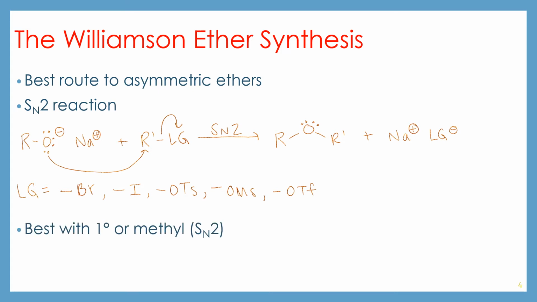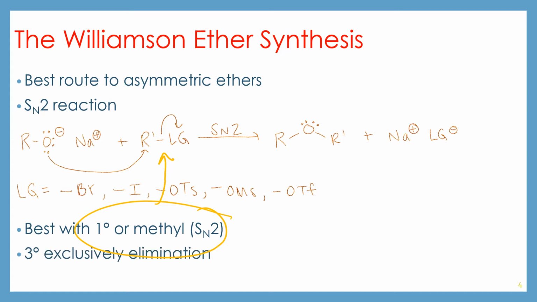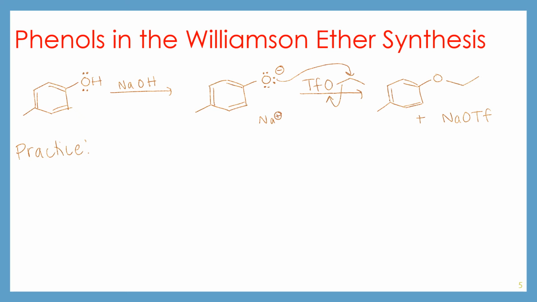This works best with primary or methyl electrophiles. So we're talking specifically about this portion. But also you do want to keep your nucleophile on the slimmer side. Remember, big nucleophiles tend to act as bases. If you do a tertiary substrate with the alkyl halide, then you're only going to see elimination. You're not going to see any substitution. So we're going to look at a practice problem here.